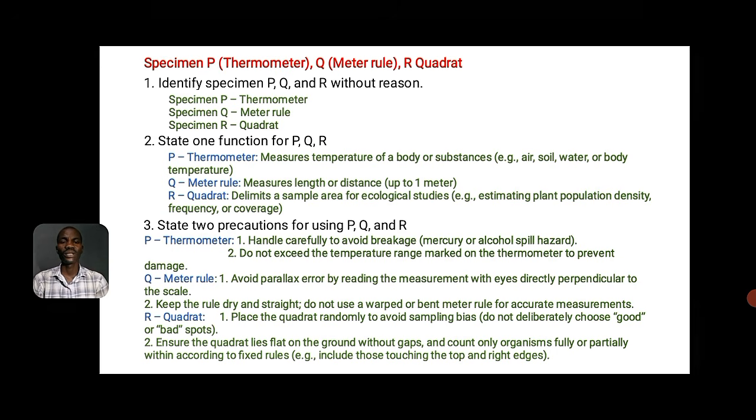Then for specimen R, place the quadrat randomly, or you throw it randomly, to avoid sample bias. Then number 2, ensure that the quadrat lies flat on the grass without gaps and count only organisms fully or partially within, according to a fixed rule. That is, include those touching the top and right edges.